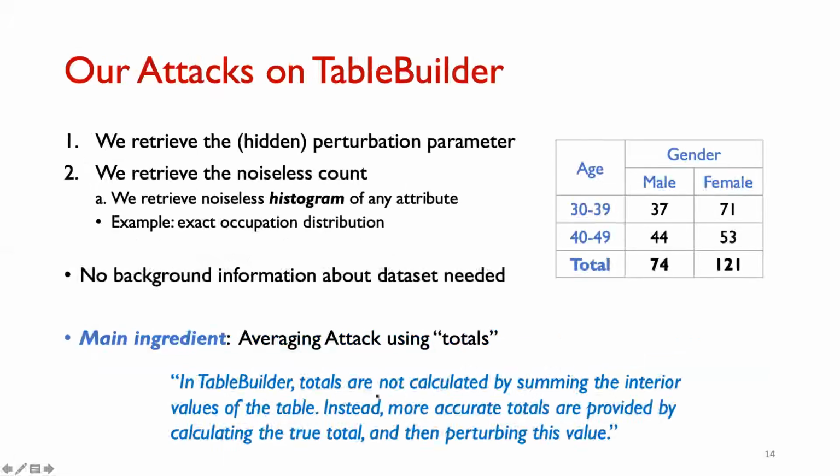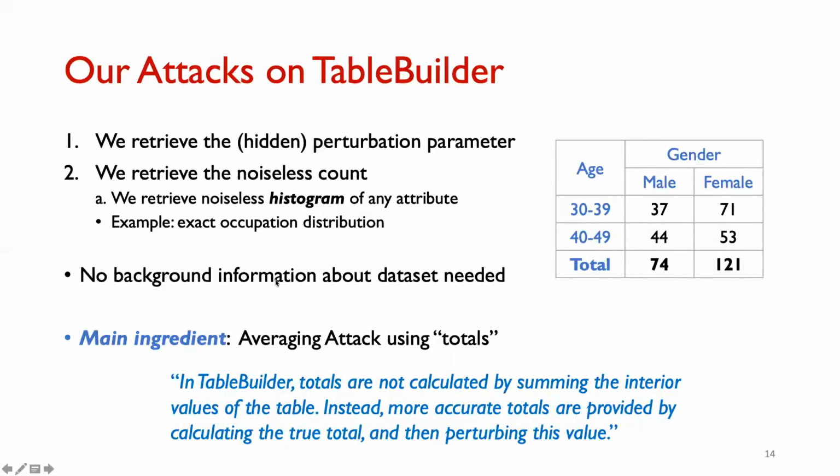So our attacks on Table Builder are as follows. The first one retrieves the hidden perturbation parameter. The second one finds the true count, that is the noiseless or noise-free count. And we can extend this attack to find the true histogram of any attribute, for instance, the exact occupation distribution.